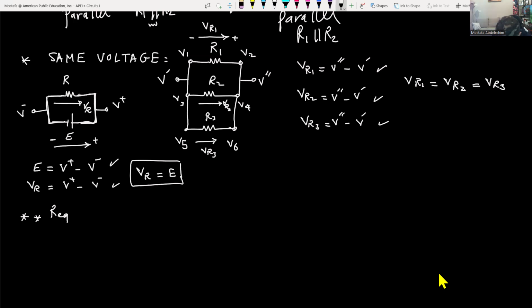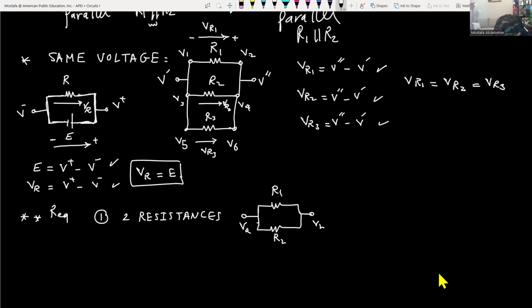So for two resistances, first case, two resistances R1, R2, between VA and VB, you can actually remove R1 and R2 and put R equivalent. Look now at the law. This is the law here. 1 over R equivalent is equal to 1 over R1 plus 1 over R2. So you can't directly calculate R equivalent. Once you find 1 over R equivalent, you can flip that again and find R equivalent.